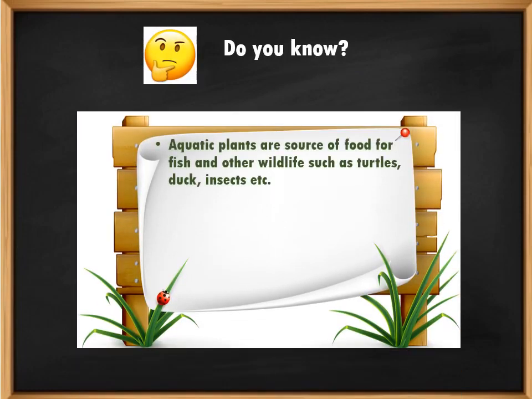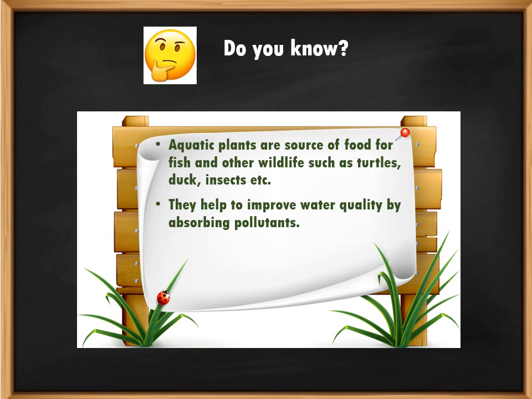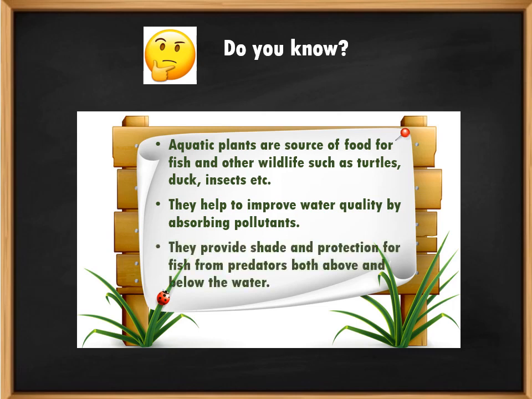Children, do you know that aquatic plants are a source of food for fish and other wildlife such as turtles, ducks, insects, etc. living in water? Aquatic plants also help to improve water quality by absorbing pollutants present in the water. They also provide shade and protection for fish from the predators both above and below the water.